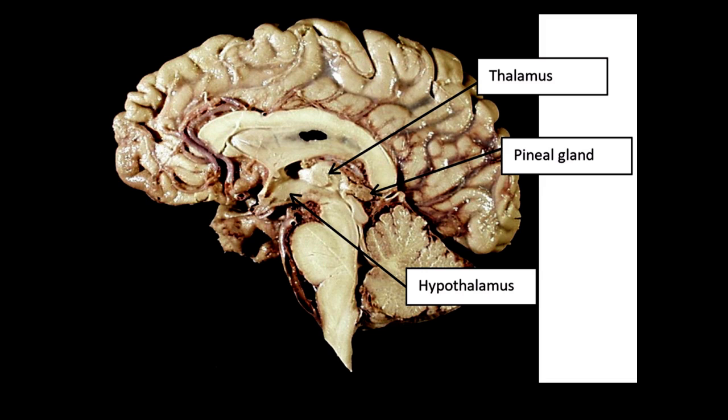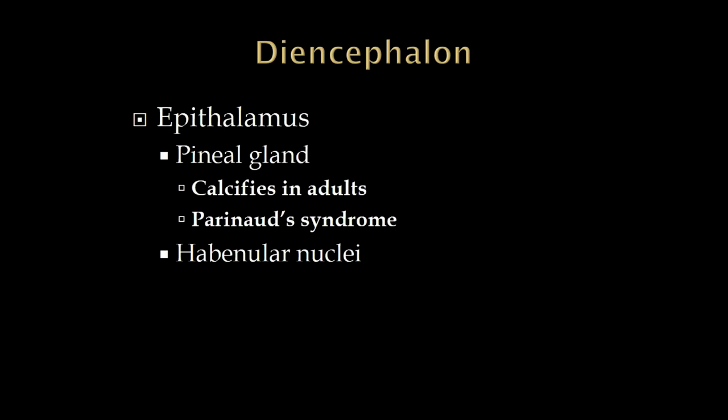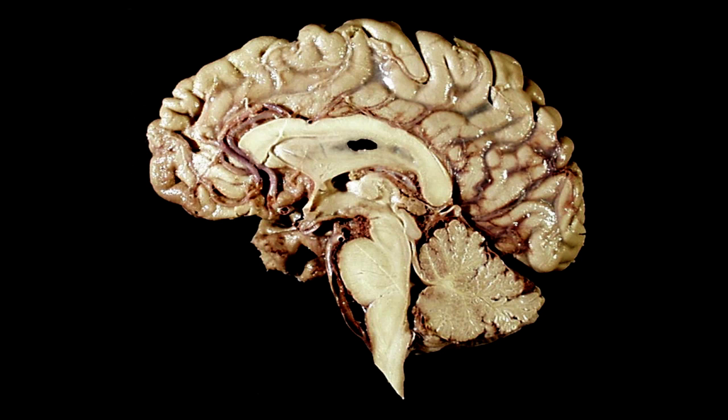Okay, the other parts of the diencephalon: here we have the thalamus, and here's the hypothalamus. There is a habenular nucleus. It's part of the epithalamus, but not really known what it does. It's hard to see, so I won't ask you about that.